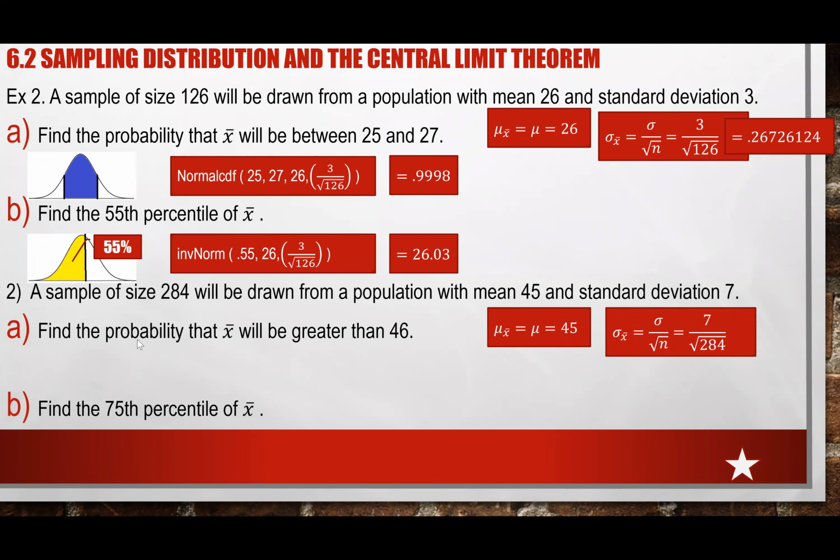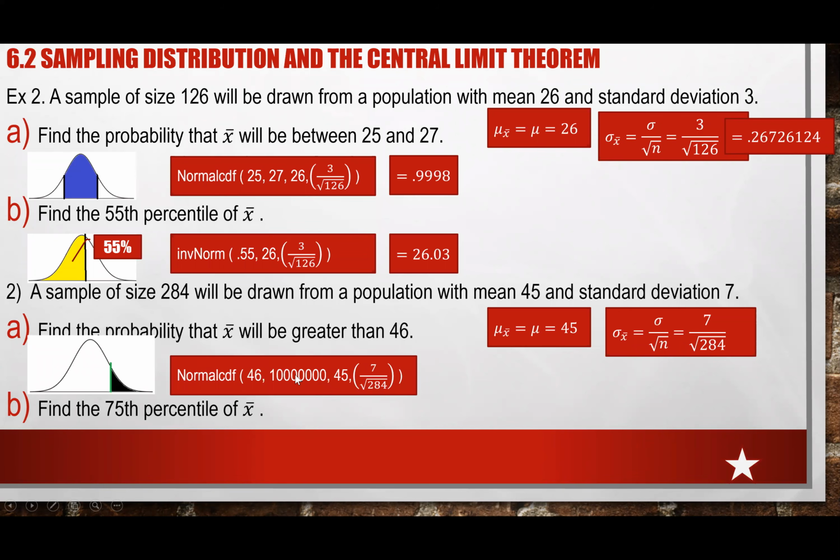Now we know that we're looking for the probability that is greater than 46. Well, what does it mean, greater than 46? Like I mentioned, sketch your normal distribution curve, right? So this is what we have: we're looking for the area greater than 46, meaning, do you agree that the lower limit will be 46 and the upper limit will be some humongous number, right? In this case, I put 10 million.